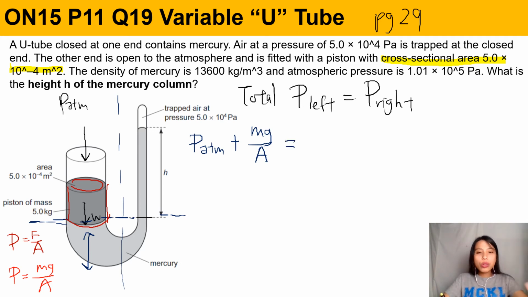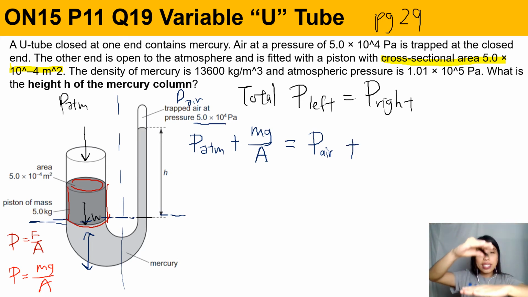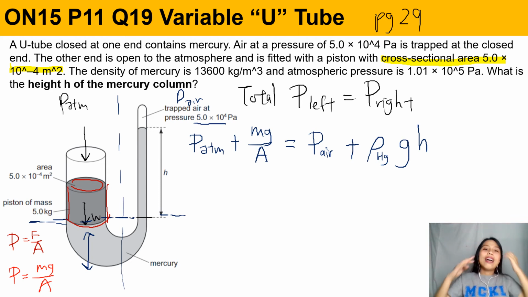On the right side, what do we have? We have the trapped air bubble on top. You know what? I'm just going to call it P air. That's this one up here. P air, 5 times 10 to the 4. Plus the column of mercury pressing down. So that will be rho of mercury. What's mercury? Hg. Times gravitational constant times the height h. So there, I have my equilibrium equation for this U tube.